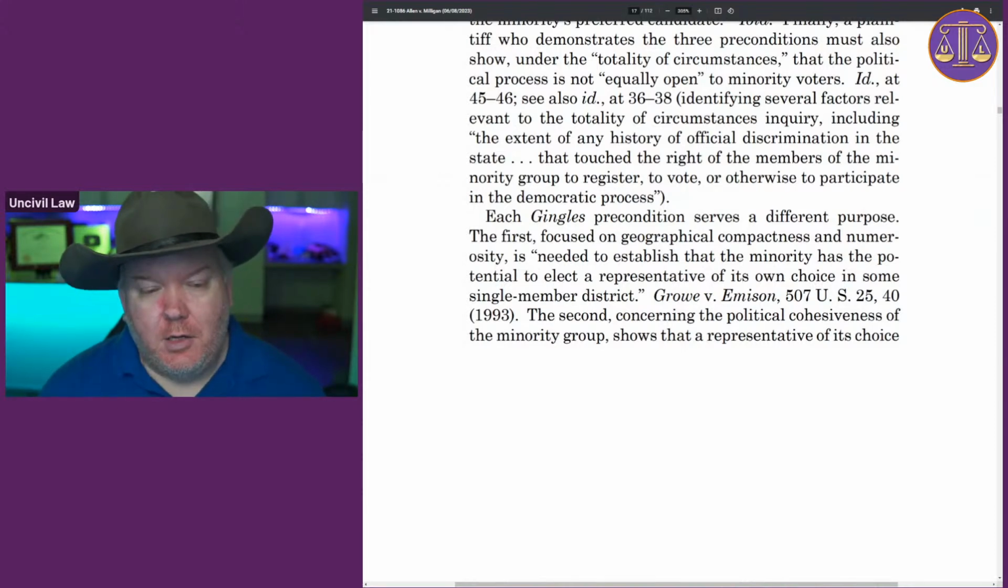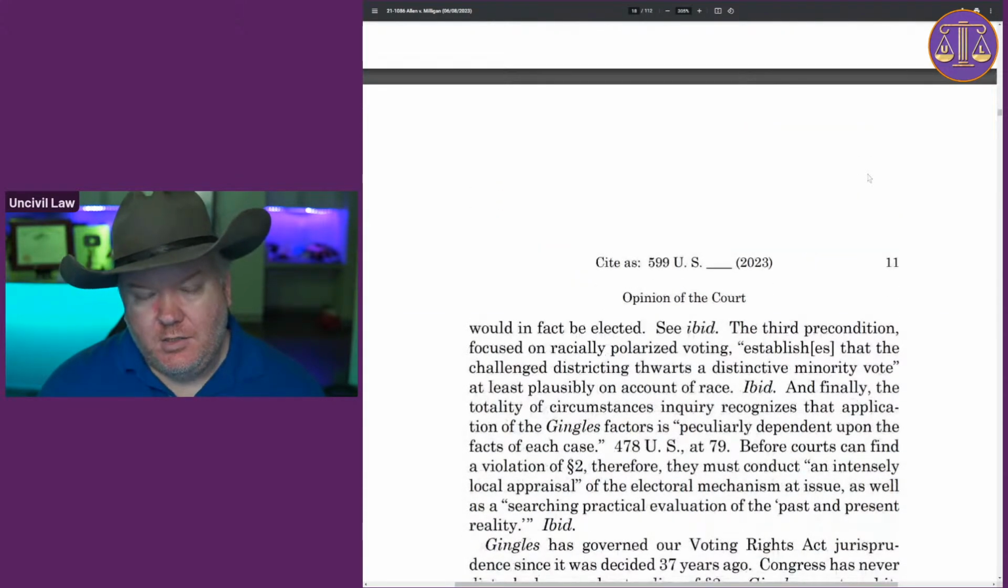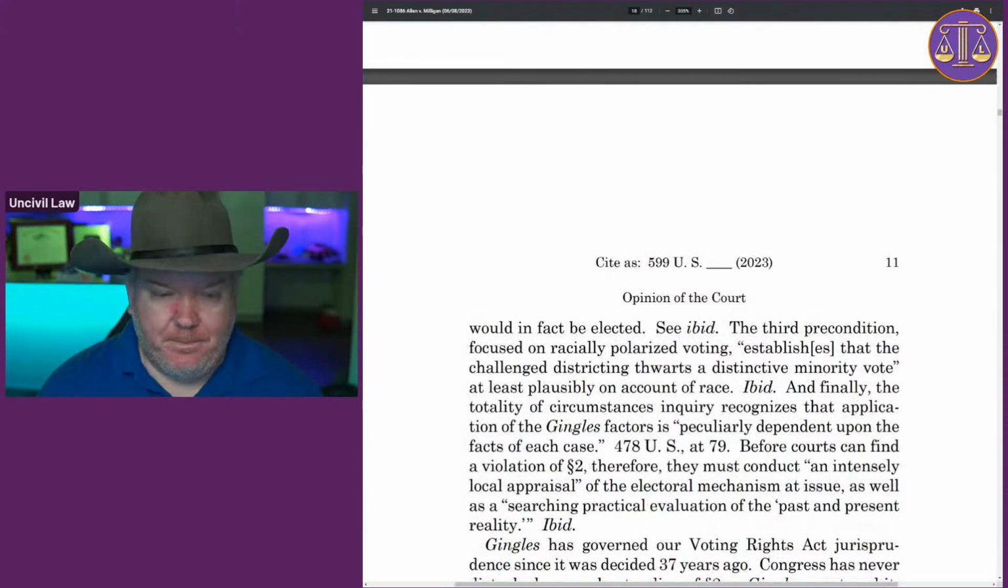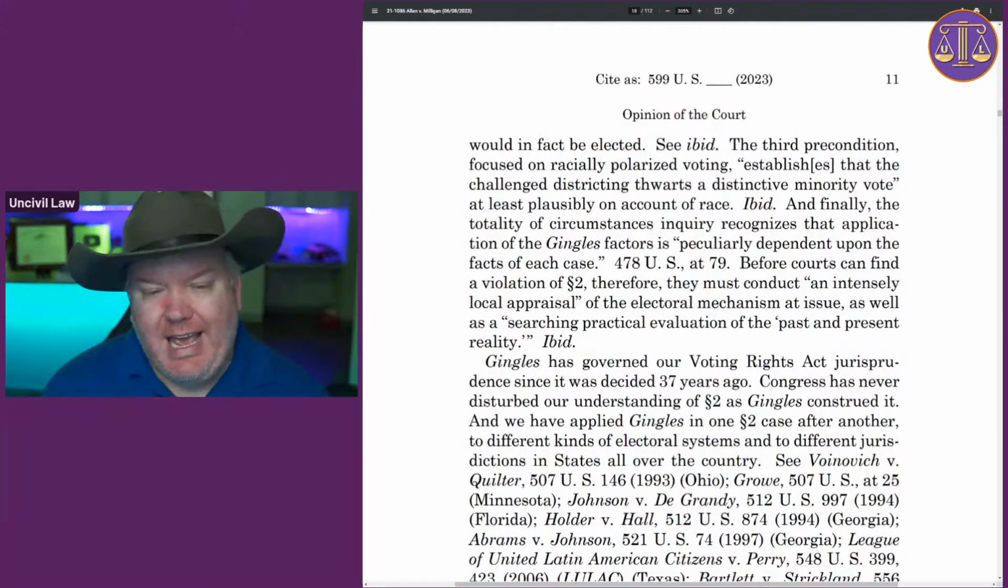The second, concerning the political cohesiveness, shows that representatives of its choice would in fact be elected. So if it doesn't matter, then why are we doing it? The third precondition focuses on racially polarized voting, establishes that the challenged district thwarts a distinctive minority vote, at least plausibly on account of race.